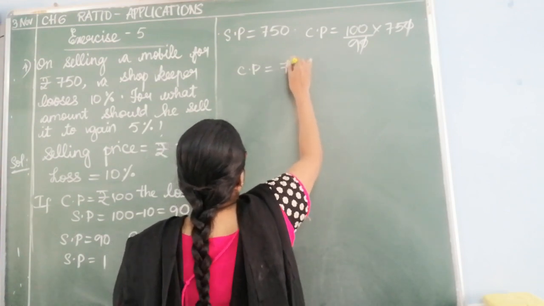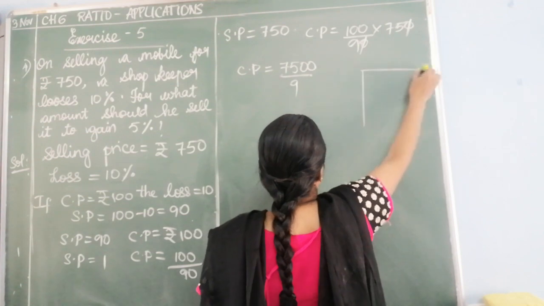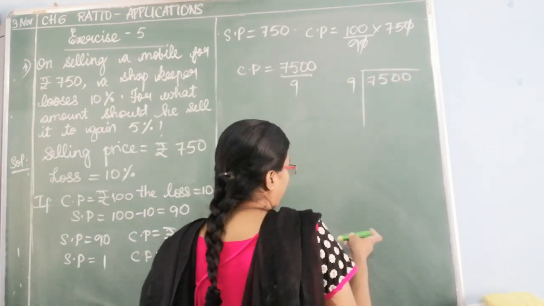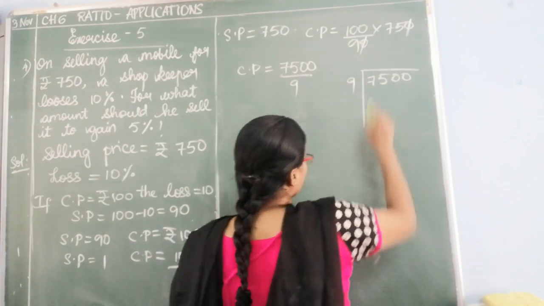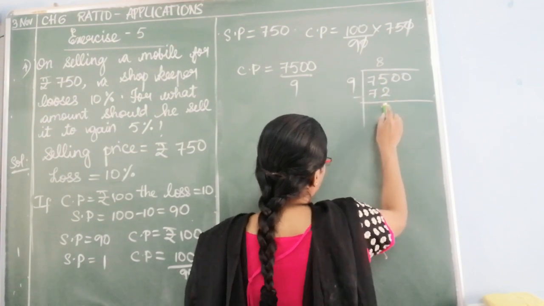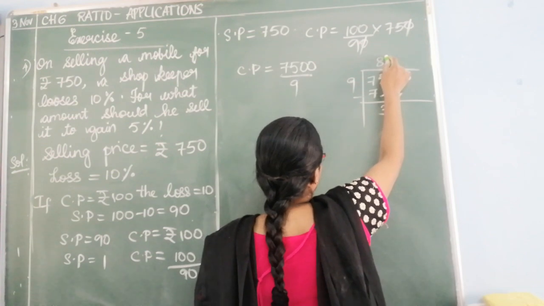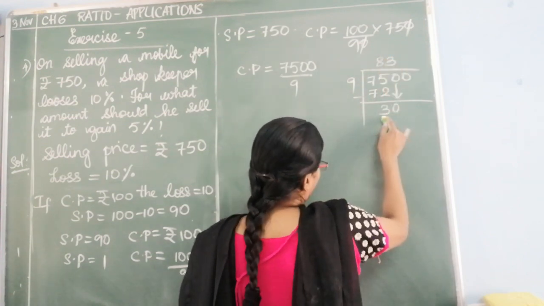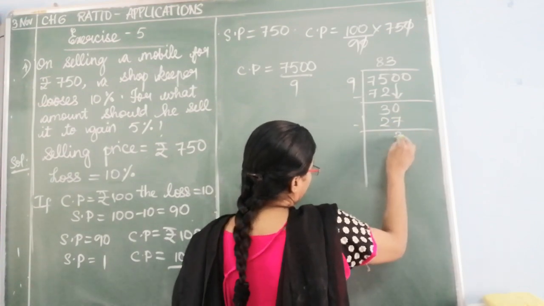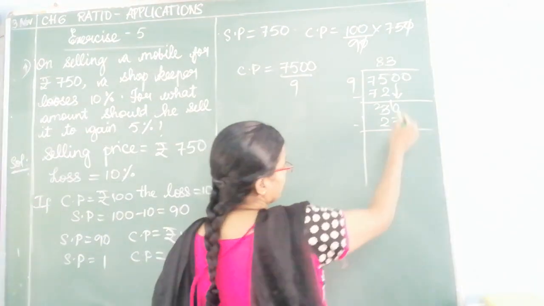700 into 75 is 7,500 divided by 9. Now I am going to use the rough work. Now 9 table. 9 8s are 72. Subtraction, 5 minus 2 is 3. This 0 will come down. 30. 9 2s are 18. 9 3s are 27. So 27. Subtraction if I do, this is 3. This becomes 2. 10 minus 7 is 3. So I got it as 3.